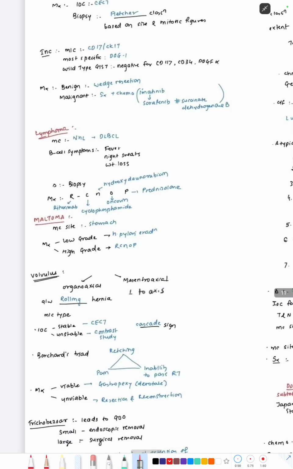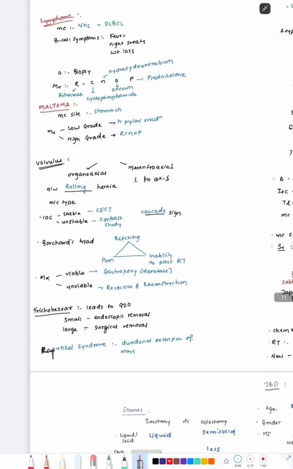Then lymphoma, the most common is non-Hodgkin's lymphoma, that is DLBCL, diffuse large B-cell lymphoma. It is associated with B symptoms like fever, night sweats, weight loss. The diagnosis is by biopsy, and management is the R-CHOP regimen: rituximab, C stands for cyclophosphamide, H stands for hydroxydaunorubicin, O stands for Oncovin, and P stands for prednisone. Then the next is MALToma, the most common site is stomach. For low-grade MALToma, H. pylori eradication, and for high-grade again the R-CHOP regimen is used.